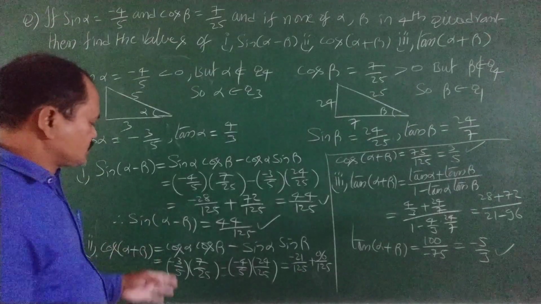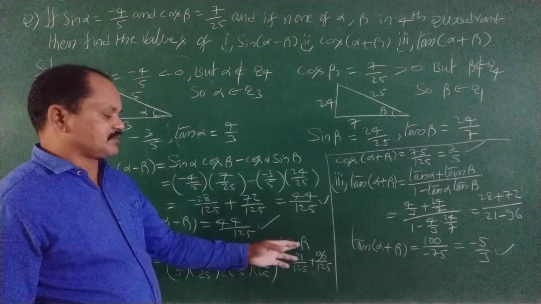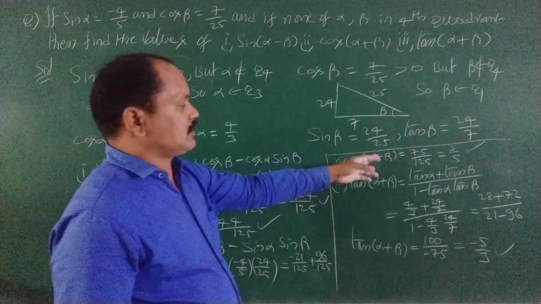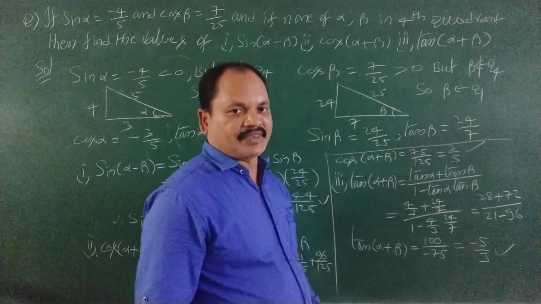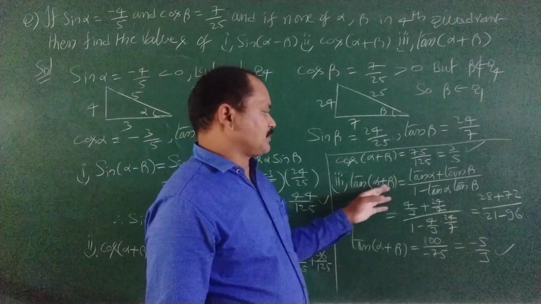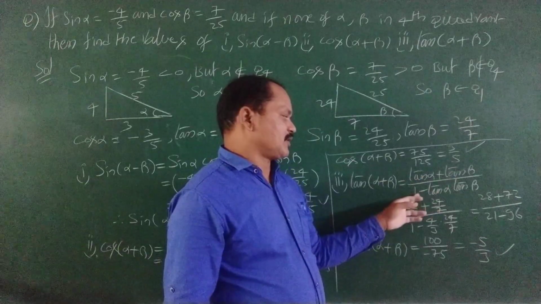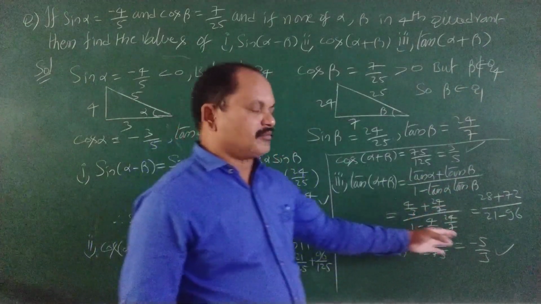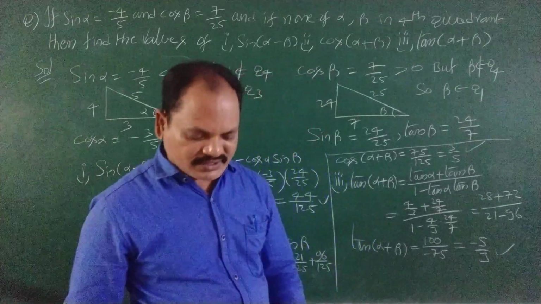Next, cos(alpha+beta). According to the compound angles, cos alpha cos beta minus sin alpha sin beta. We have to substitute and simplify. Then it gives 3 by 5. And tan(alpha+beta). According to the compound angles, tan(alpha+beta) is equal to tan alpha plus tan beta by 1 minus tan alpha into tan beta. Now substitute and simplify. Then we get minus 5 by 3 as the answer. That's why these are the results.